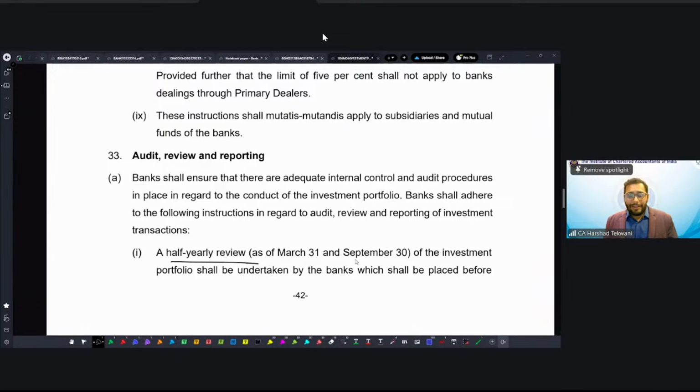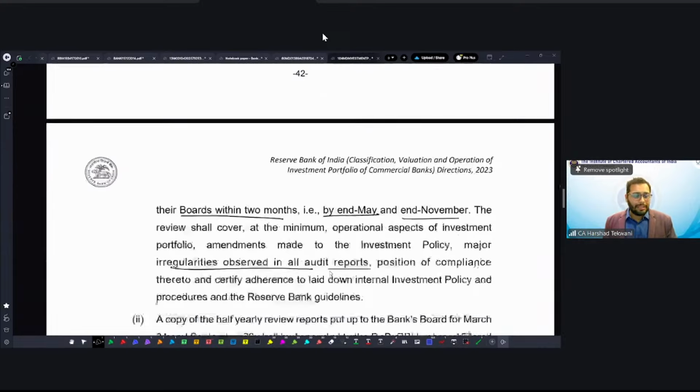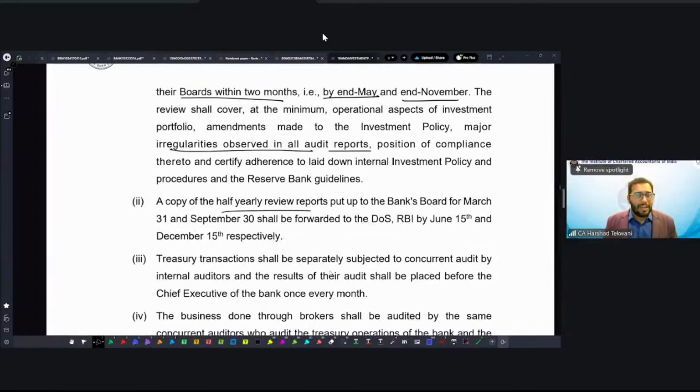And that is required to be placed before the board within 2 months, like by the end of May and by the end of November, which should cover the operational aspects and major irregularities observed in the audit reports. A copy of the half-yearly review report is required to be submitted to the RBI also by June 15th or December 15th. Then treasury transactions are required to be separately audited under concurrent audit and internal auditors once every month, and the results are required to be placed once every month before the chief executive of the bank.